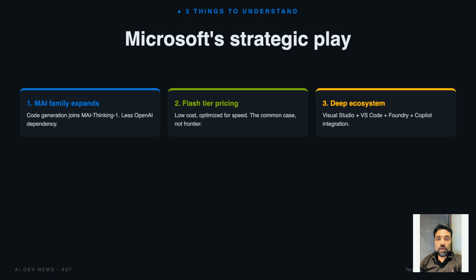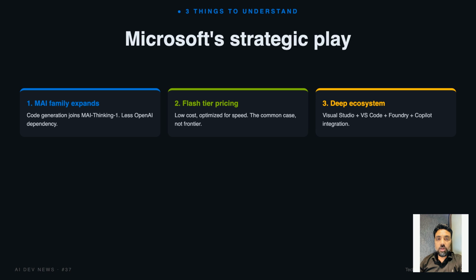Three things to understand up front. One, this is part of Microsoft's broader strategy to reduce dependency on OpenAI for first-party model capabilities. We've covered MAI Thinking 1 for reasoning. MAI-Code-1-Flash is the same playbook for code generation. Microsoft is filling out a complete model family owned end-to-end that they can mix and match across Azure, Copilot, and Foundry products. Two, it is positioned at Flash tier pricing, meaning low cost per request and optimized for speed.